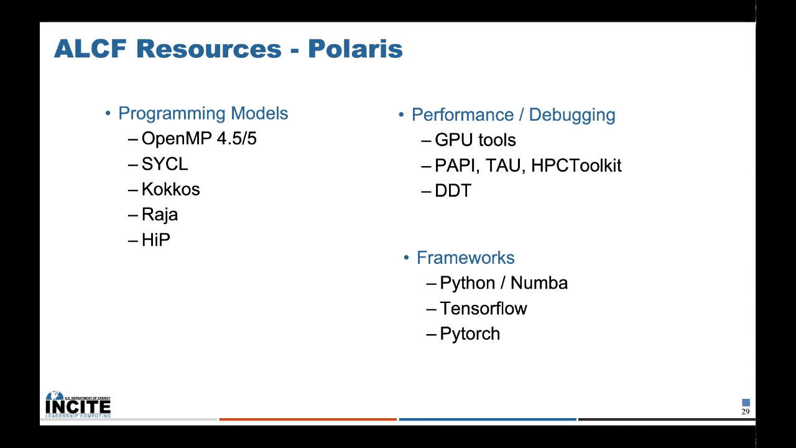The programming models that will be available on Polaris are, for example, OpenMP 4.5 and 5, SYCL, Kokkos, Raja, and HIP. You may be thinking of those as options for your project. You will also find several performance and debugging tools available, like obviously GPU tools. This is a GPU system, and you will also have PAPI, Counter, Tau, HPC Toolkit, and DDT for debugging. Regarding frameworks, we expect to have Python, Numba, TensorFlow, and PyTorch. Additional information, obviously, will be available during summer and in the second part of the year. Next, please.